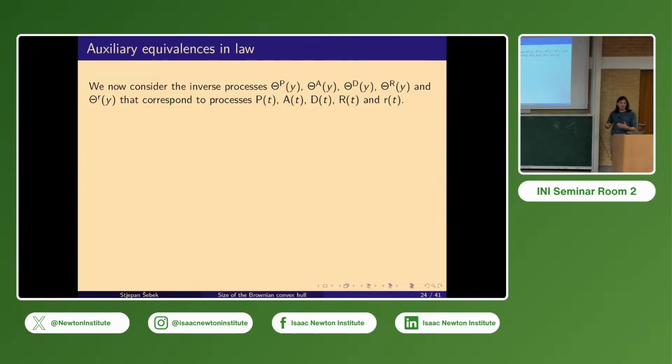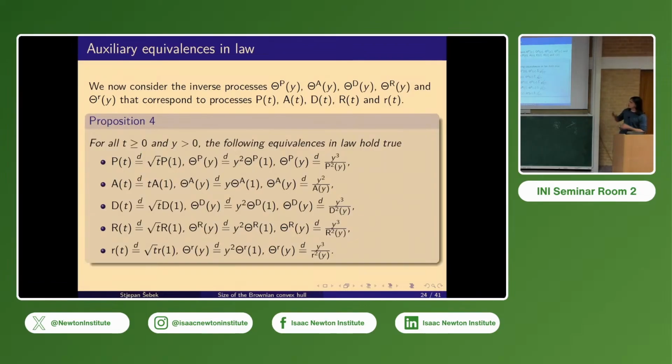And basically what we want to know now is just the expected value of theta_p, because then again we can just fix y to 1. So we want to tackle the expected value of theta_p, which is the expected time needed until the perimeter of the convex hull is equal to 1, the expected value of theta_a, and so on and so forth. Okay, and now this looks a bit messy, but there is literally nothing else here than Brownian scaling.